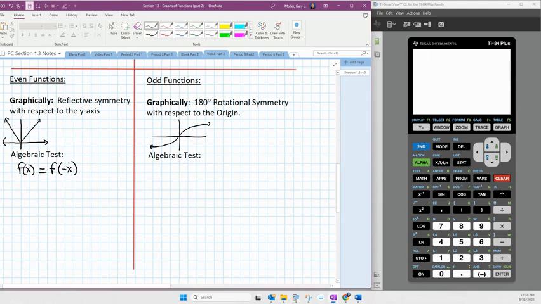And what is the algebraic test for an odd function? F of x compared to f of negative x. And the answer would be that f of x has to equal, and we can put the negative on either one of these, but basically the opposite. I may change my mind in a minute, but let's stick the negative right here. So the output when you plug in x should be the opposite of the output when you plug in negative x.